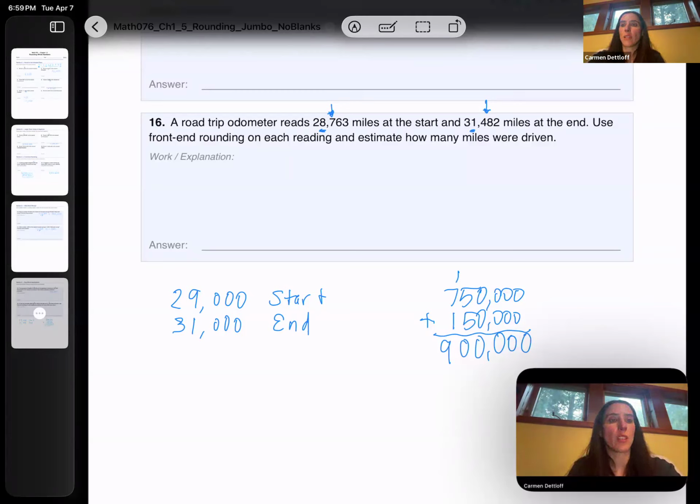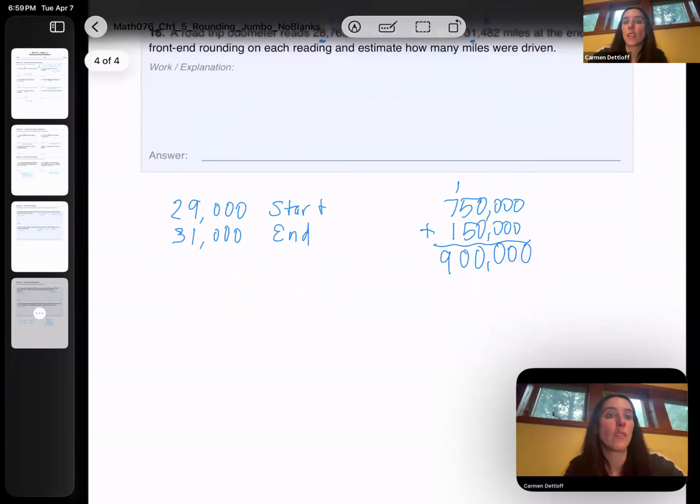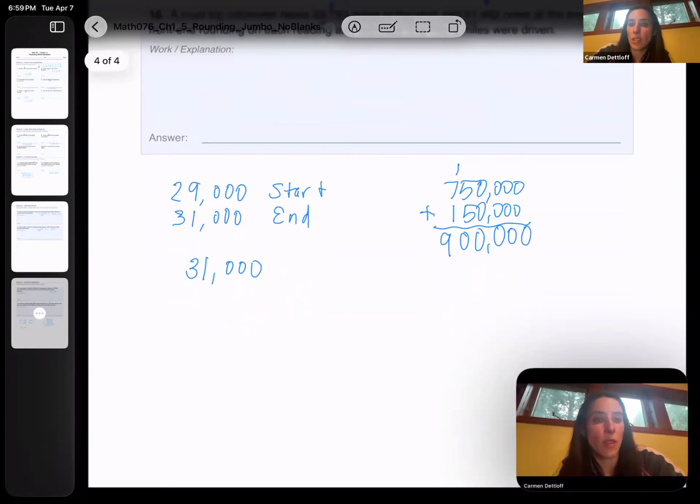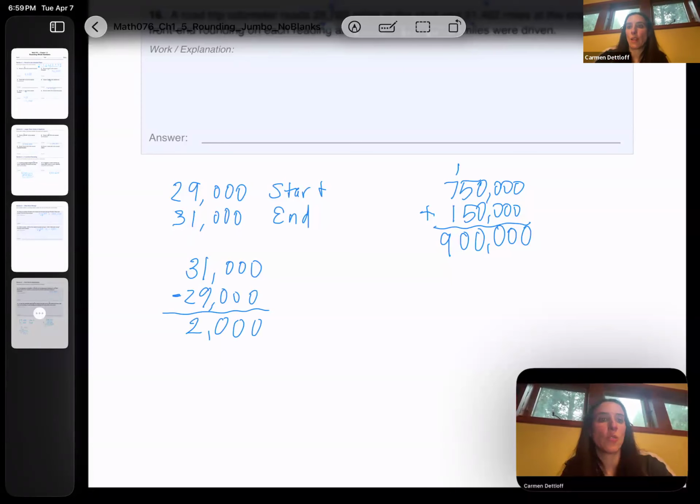Okay, so I've got my start and my end. So when I'm trying to figure out what is the difference between the two, and difference in math means subtraction. So I've got two numbers, and usually when I do the difference, I'm going to reverse the order. I'm going to say what I ended with, 31,000, and subtract what I started with, 29,000. So I get 0, 0, 0, and I can do the math over here, and I get 2,000.